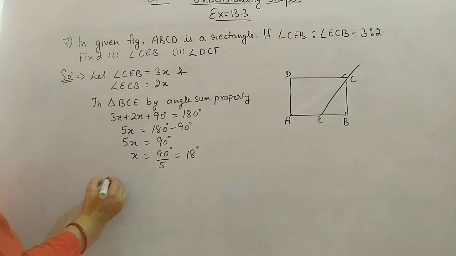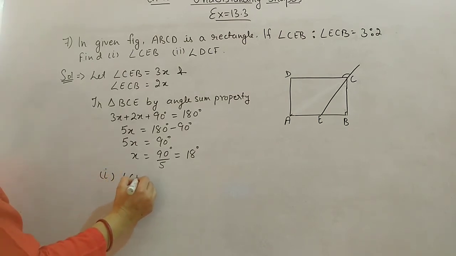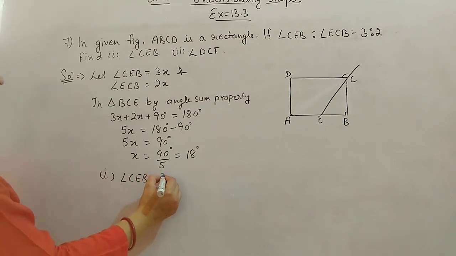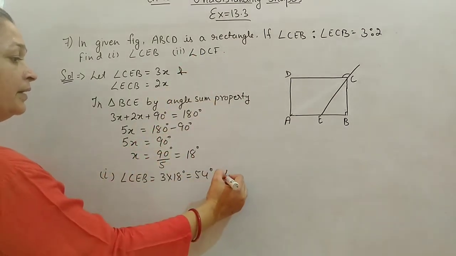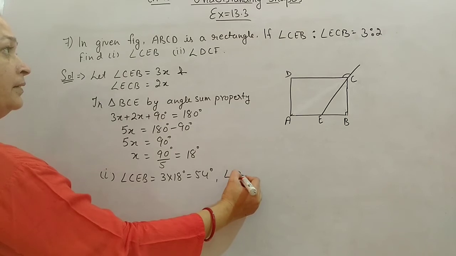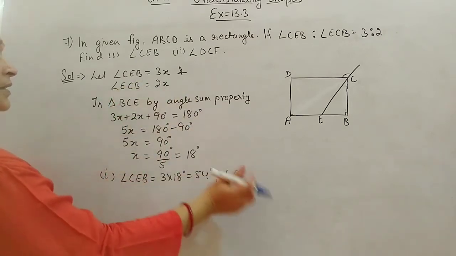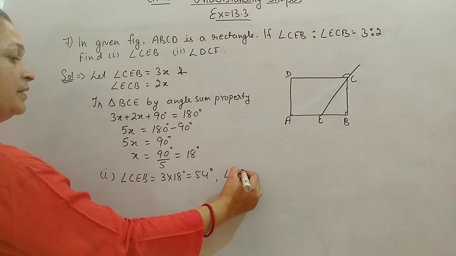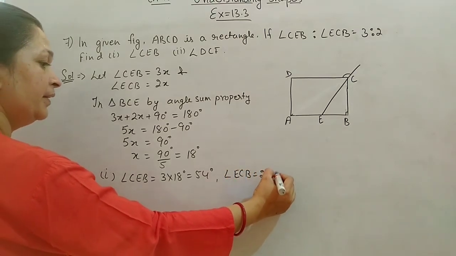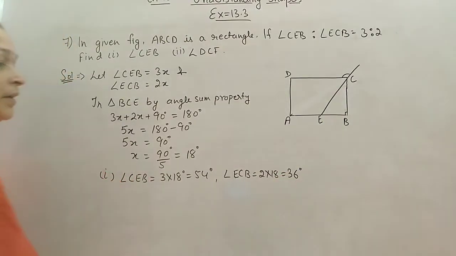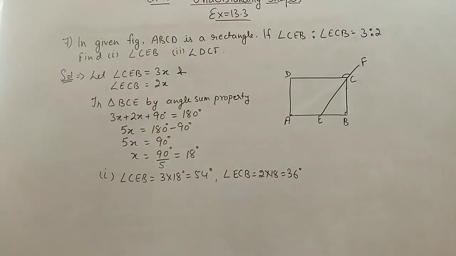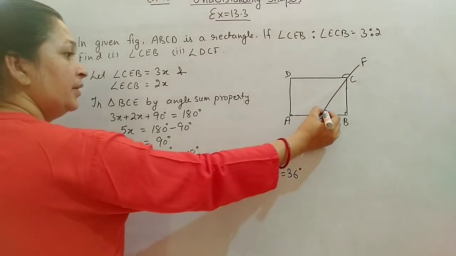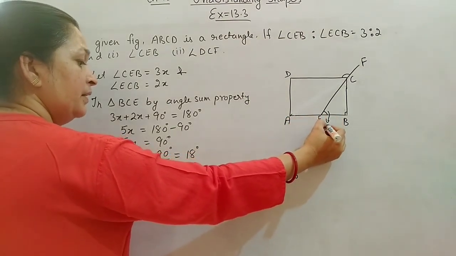So angle CEB, the first part they ask here, angle CEB is equal to 3x. So 3 into 18, 54 degrees. And this other angle ECB will be 2 into 18, 36 degrees. Now the second part, you have to find out angle DCF. F is this point. You have to find out this angle. And as we know, this angle we have already calculated as 54 degrees.